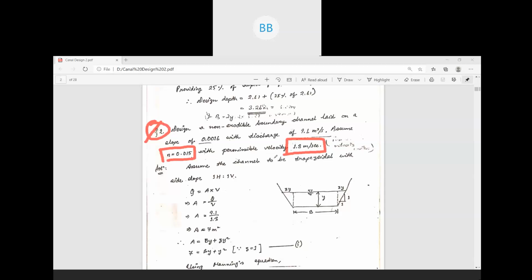When we talk about permissible velocity, it means the velocity of flow inside that particular channel cannot be greater than 1.3 meter per second. So what is given? Slope is given. Discharge is also given, 9.1 meter cube per second. Manning's n is given and velocity is given. We are going to consider a trapezoidal channel, and we assume the z value is equal to 1.